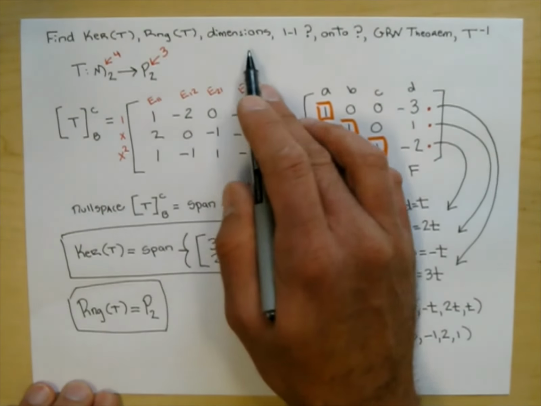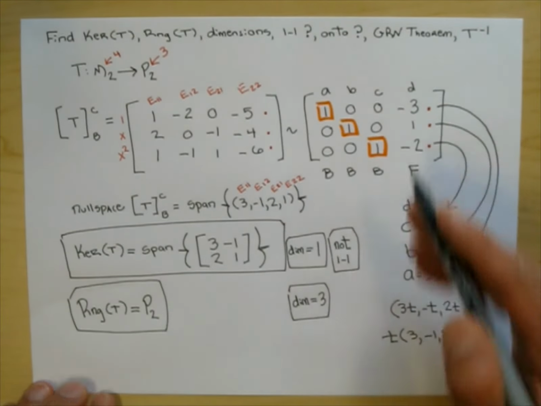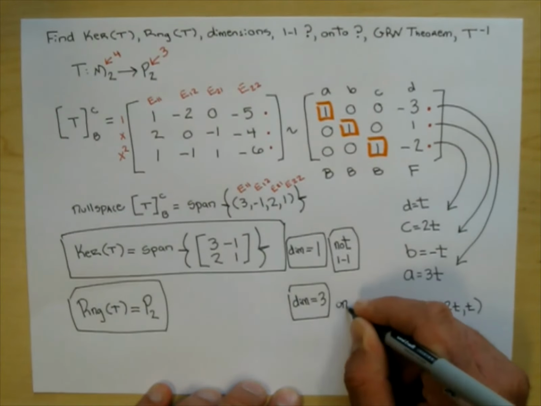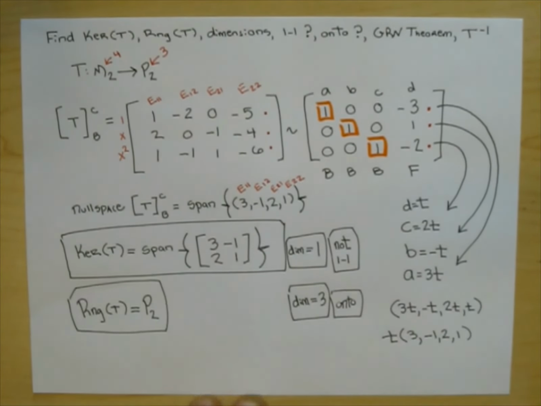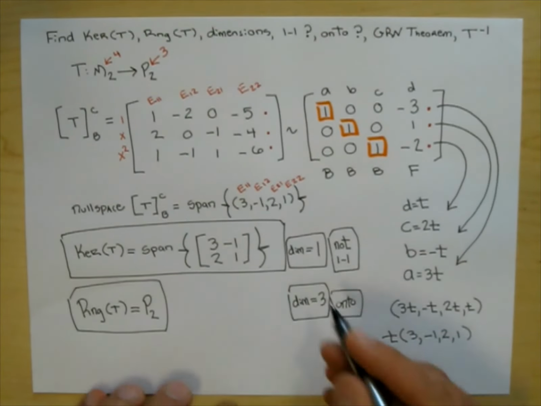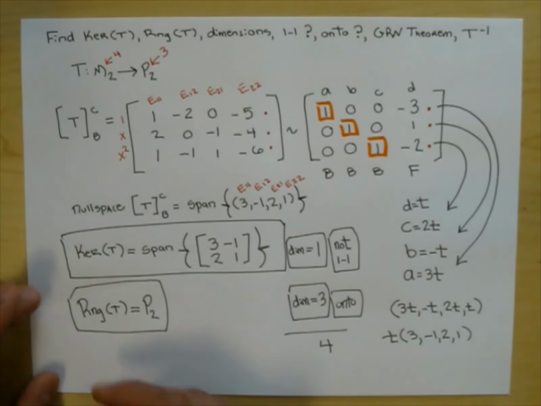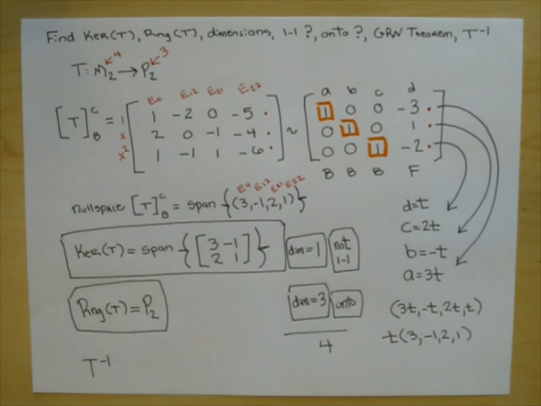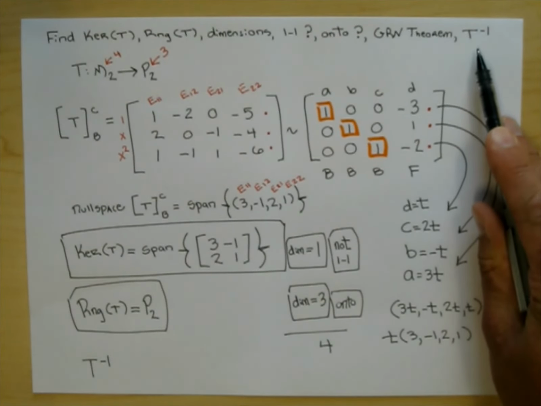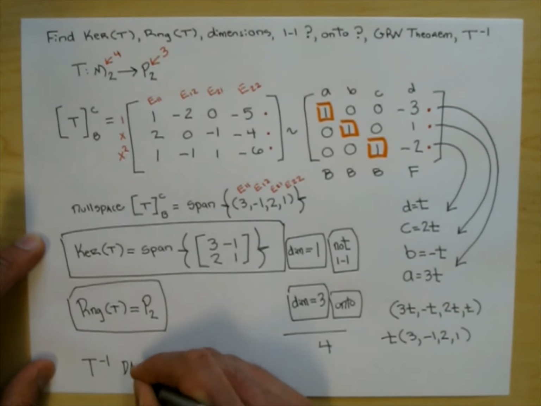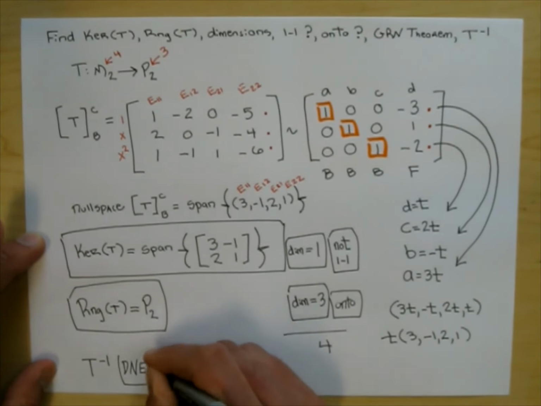Now, kernel, range, dimensions, 1 to 1, onto. Okay, so the dimension is 3, and it matches the dimension of the codomain, so this is onto. General rank nullity theorem, we use that. 1 plus 3 equals 4, which is that right there. And T inverse. Well, the only way you can have an inverse linear transformation is if your transformation is both 1 to 1 and onto. And it's not 1 to 1. So T inverse does not exist.